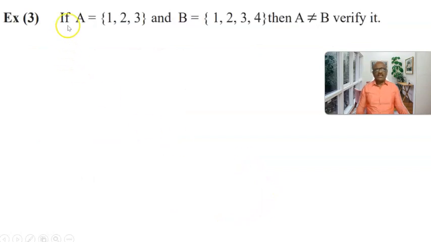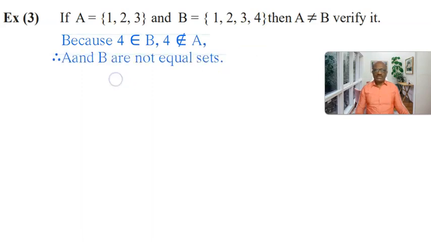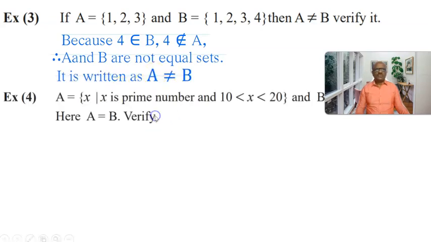Next example, if A is equals to 1 2 3 and B is equals to 1 2 3 4, then A is not equals to B. Verify it. It's clear that 4 belongs to B, but 4 does not belong to A, and hence A and B are not equal sets. Okay, it is written as A is not equals to B.